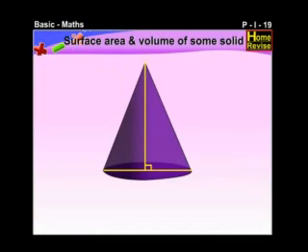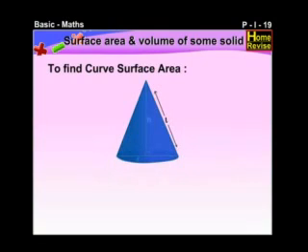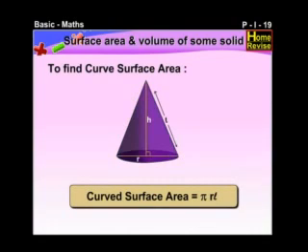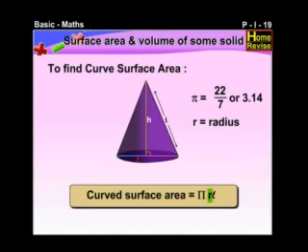Now, in this cone, r means radius of circle, h means perpendicular height, L means slant height. To find curved surface area, that is, upper part of the cone, formula is curved surface area is equal to pi r L, where pi is an irrational number and value of pi is equal to 22 upon 7 or 3.14. R means radius of the circle and L means slant height. Therefore, curved surface area is equal to pi r L.